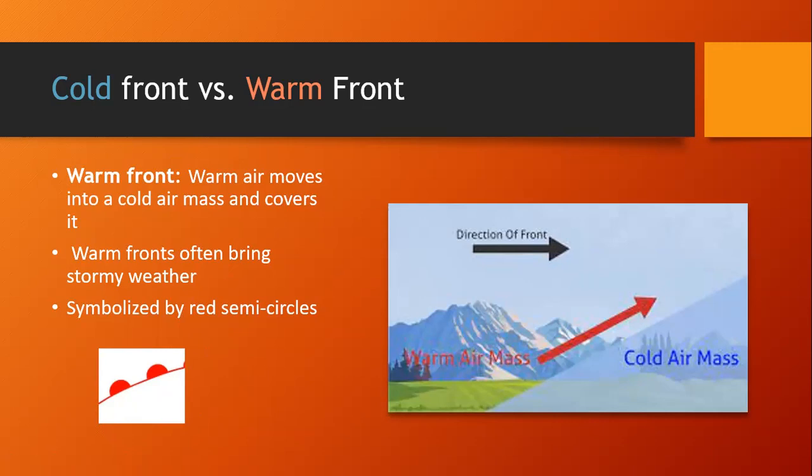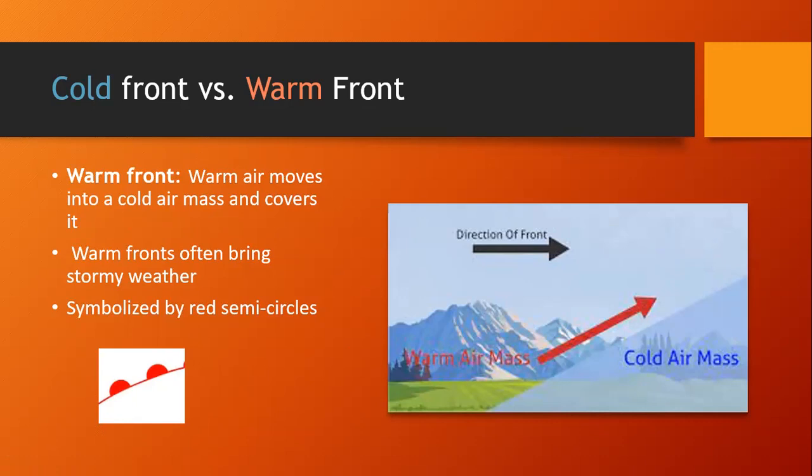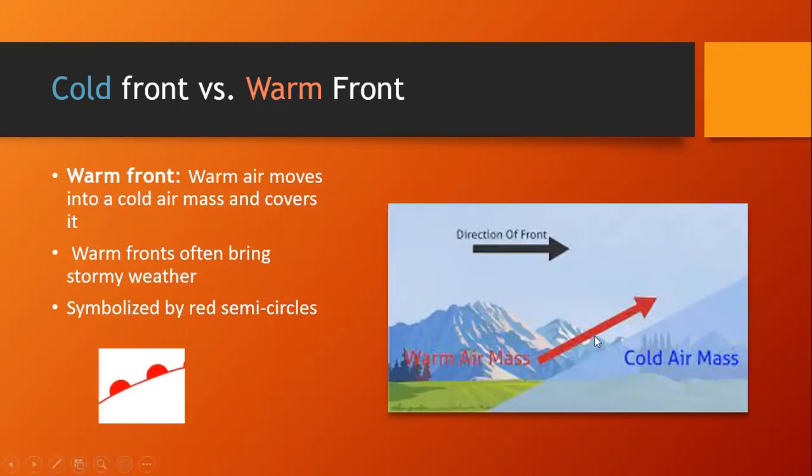So warm front, long story short, a warm front is when warm air moves into cold, and a cold front is when cold air moves into warm. And the reason the warm air ends up on top and the cold air usually ends up on the bottom is because cold air is heavier than warm air. I don't know if you ever heard the term heat rises and cold sinks. That's kind of what's happening here. Even though warm air moves into the cold, it still ends up on top because the cold air is just heavier. So yeah.